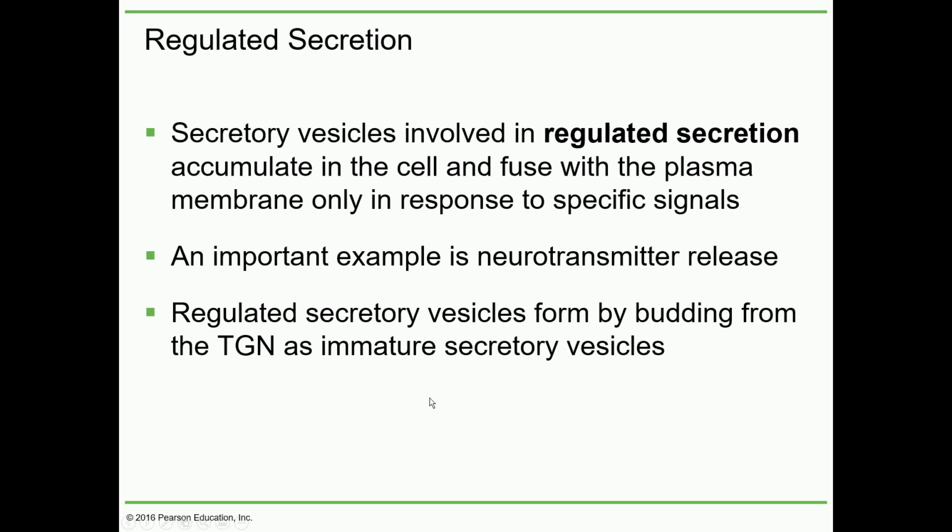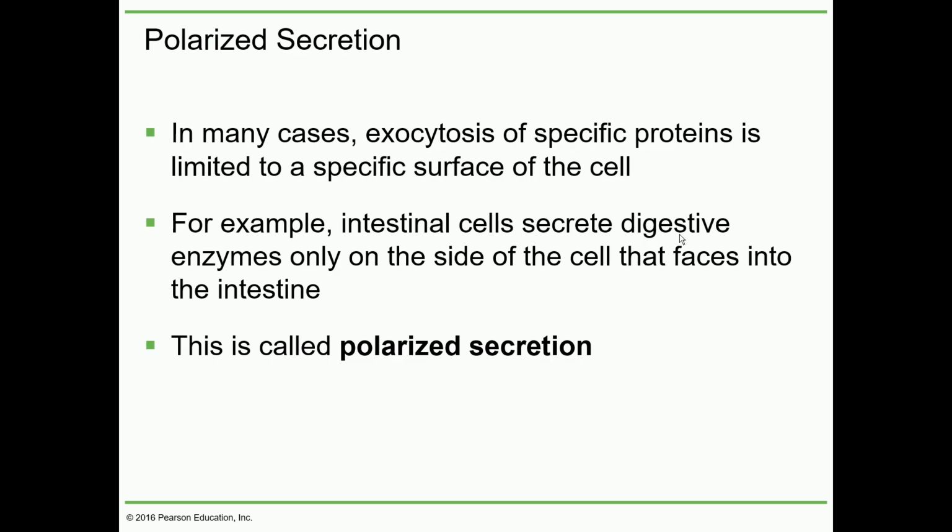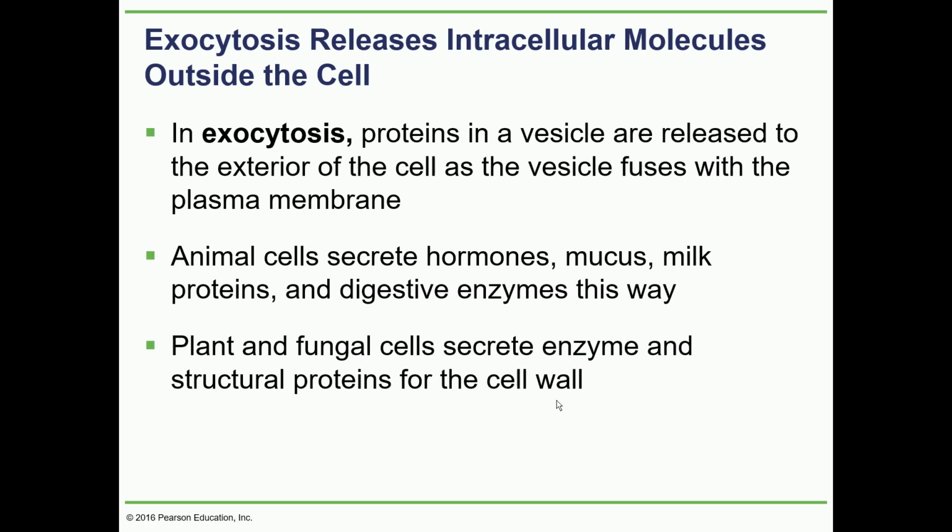Regulated secretion is the process which is in response to specific signals. Excretory vesicles involved in regulated secretion accumulate in the cell and fuse with the plasma membrane only in response to specific signals. An example is the release of neurotransmitters. Polarized secretion is exocytosis of specific proteins which is limited to a specific surface of the cell. For example, intestinal cells secrete digestive enzymes only on the side of the cell that faces into the intestine. So this is polarized secretion.